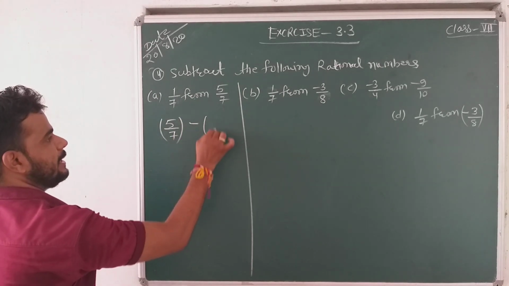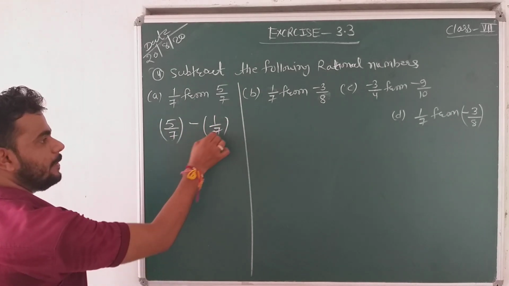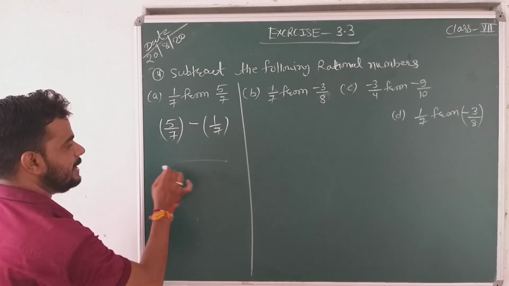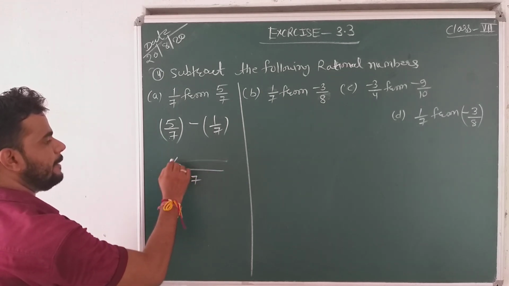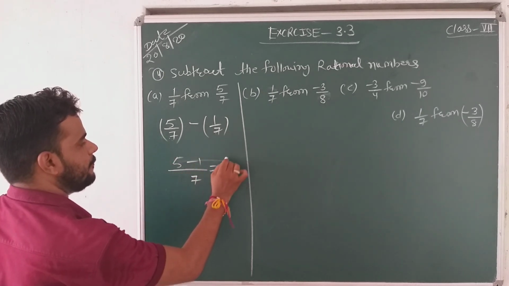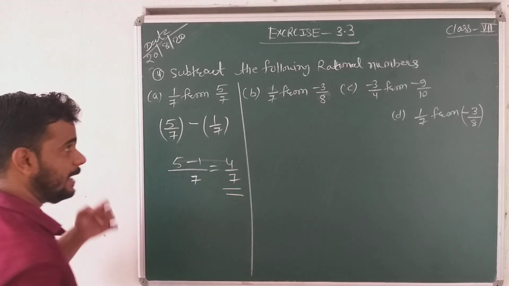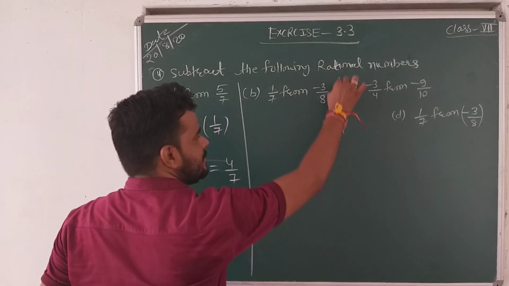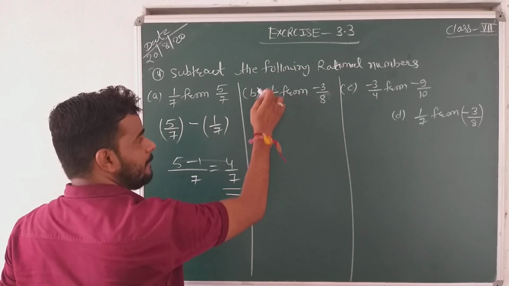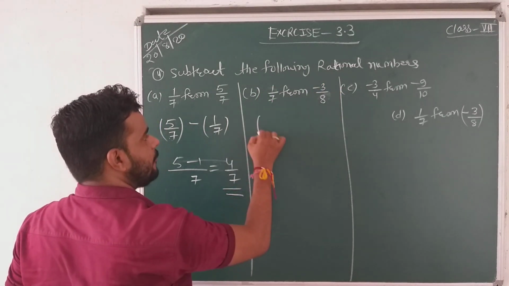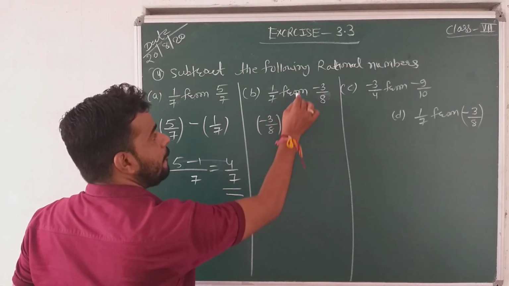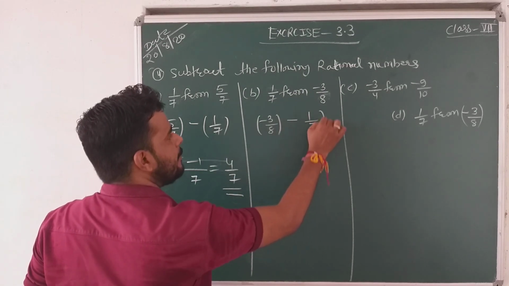From means minus, and 1 by 7. Both denominators are the same, 7 and 7, so the LCM is directly 7. So 5 minus 1, it means the result is 4 by 7. Okay, next, the second: see, 1 by 7 from negative 3 by 8. So first we will write negative 3 by 8, from means minus, and 1 by 7.